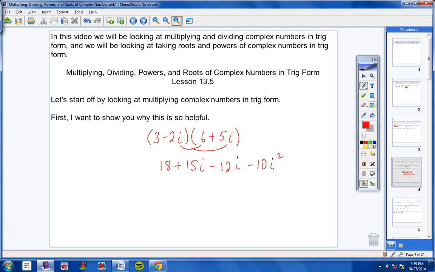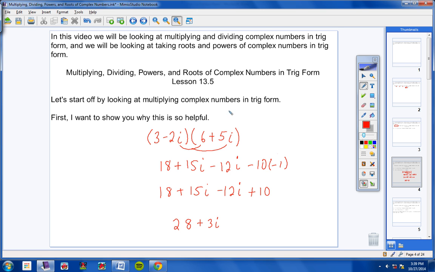Okay? Now next, you would have to take your i squared, and where the i squared is, don't forget that i squared is the same thing as -1, so you'd have to put a -1 there for the i squared. So now you would have this 18 plus 15i minus 12i, and then a negative times a negative would be a positive 10. And then lastly, you would have this for your answer, 28 plus 3i. Okay? Now that's not a lot of work, but it's plenty of work.